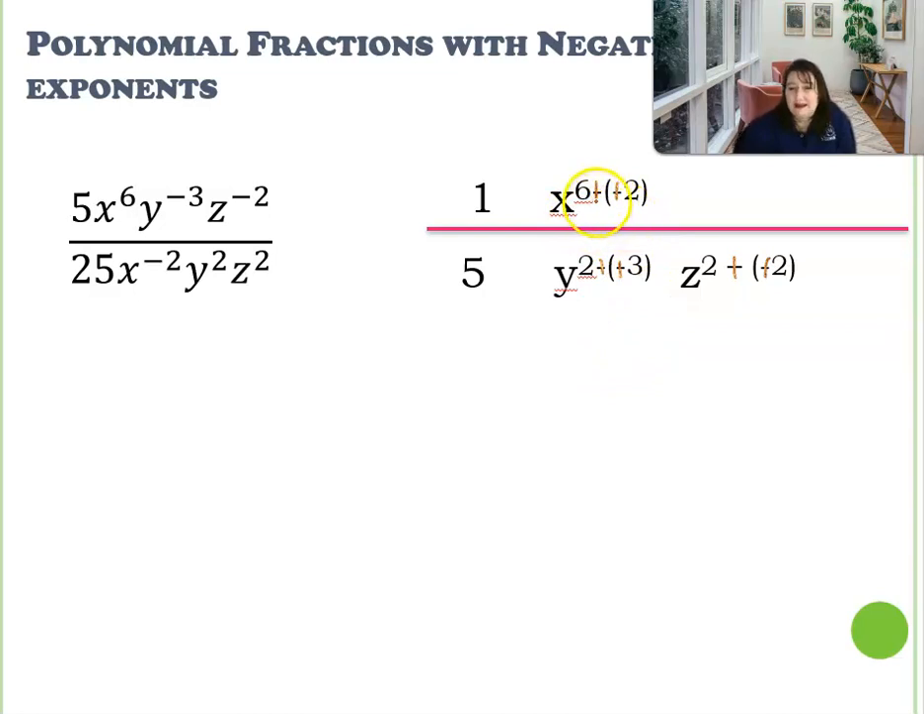So now it's kind of cool how it ends up being 6 plus 2, which is 8. 2 plus 3, which is 5. And 2 plus 2, which is 4. And there we go, is my final answer.